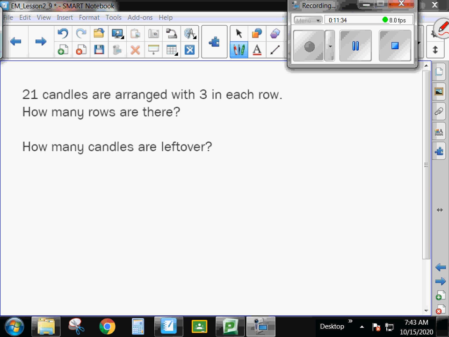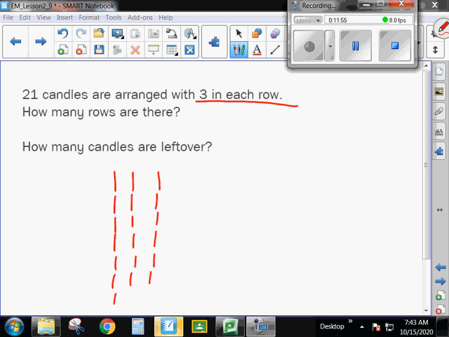All right, so when I'm drawing this picture out, I'm taking these 21 candles and I'm putting them 3 in each row. So I'm just going to go ahead and draw that. 1, 2, 3. Then I make another row. 4, 5, 6, 7, 8, 9, 10, 11, 12, 13, 14, 15, 16, 17, 18, 19, 20, 21. So now I'm just drawing exactly what it says. Put 3 in a row. It wants to know how many rows there are. Well, I've got 1, 2, 3, 4, 5, 6, and 7.